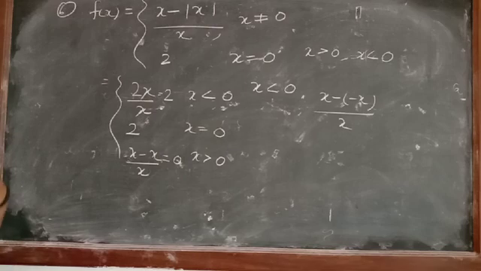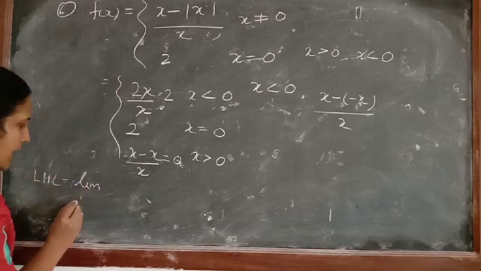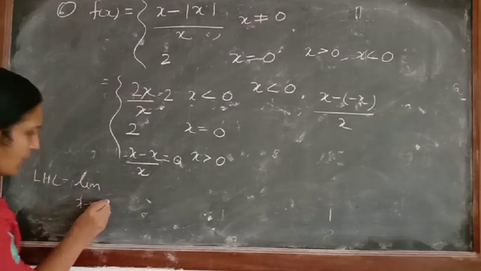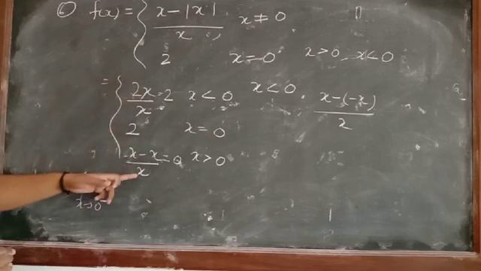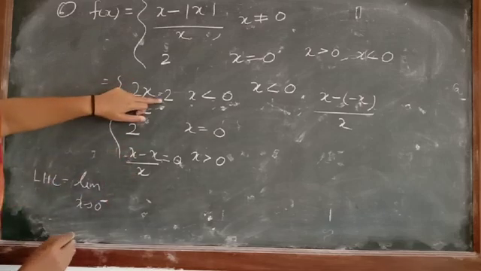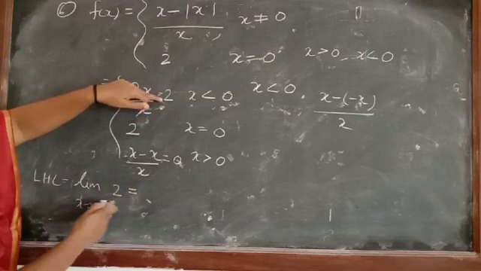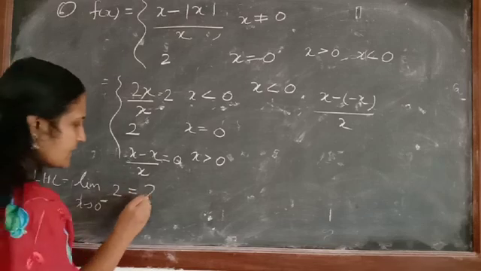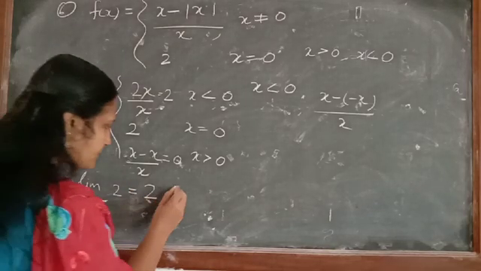We have to check the limit at x is equal to 0. So now we are calculating the left hand limit, that is limit x tends to 0 minus. So can you tell me out of these three which value we have to take? Yes, we have to take 2 there. We don't have to substitute x because x is not there. So our answer is equal to 2. Left hand limit is equal to 2.